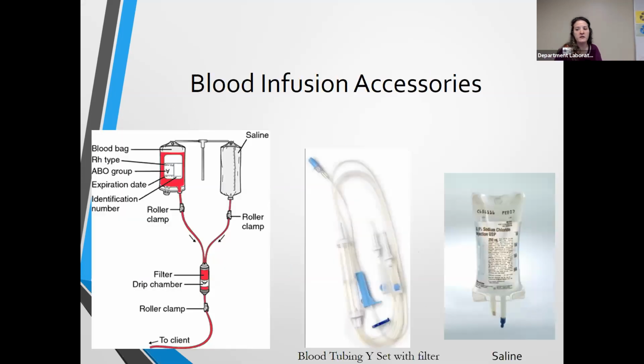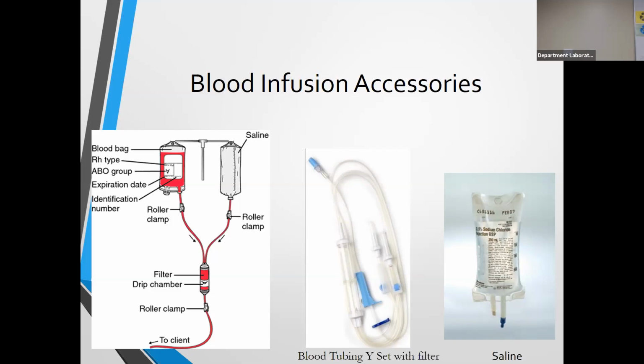All right, so this is what your blood infusion accessories are going to look like. Here at UAMS, we had the Y tubing. This is what we had, so we would send this up with all of our units. So we provided the tubing for them. Other hospitals might not provide that. They might have it in their stockroom on their floor. But we sent this up with all of our units.